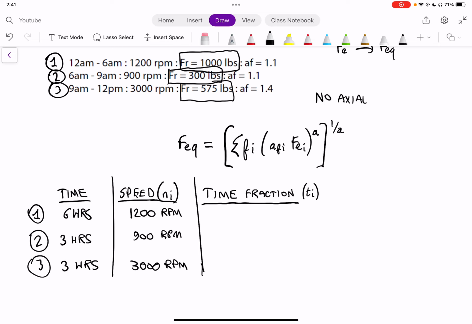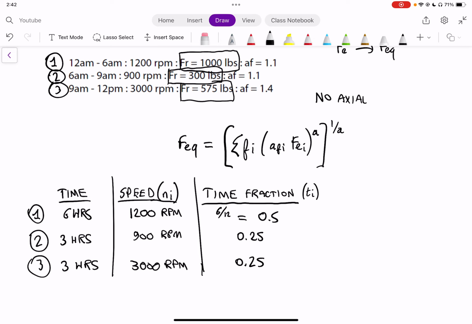So the time fraction is essentially 6 hours over 12 hours, which is going to give us 0.5. And this time fraction should add up to 1. So if it doesn't add up to 1, there's a problem somewhere. This is going to be 0.25 because it's 3 over 12, and this is also going to be 0.25.